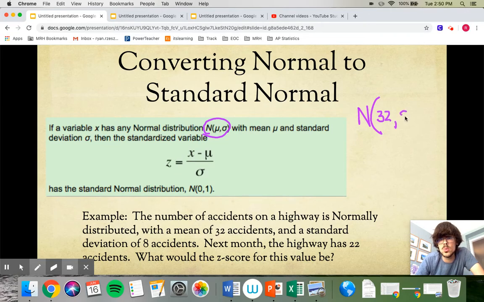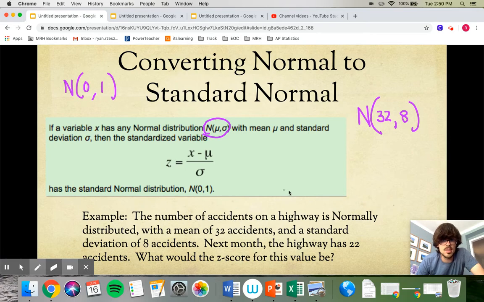N(32, 8) means it's a normal distribution. The mean is 32. The standard deviation is 8. So you'll see that notation right there. When we do standard normal, the mean is 0 and the standard deviation is 1. So this is just a shorthand notation you can use or not use. So anyway, we've got ourselves our z-score formula right here.